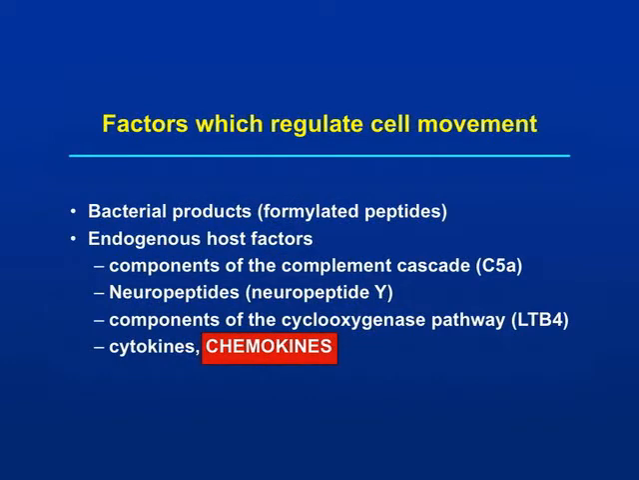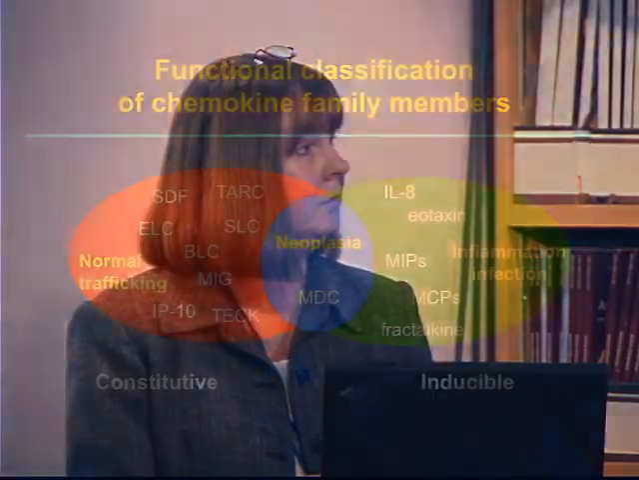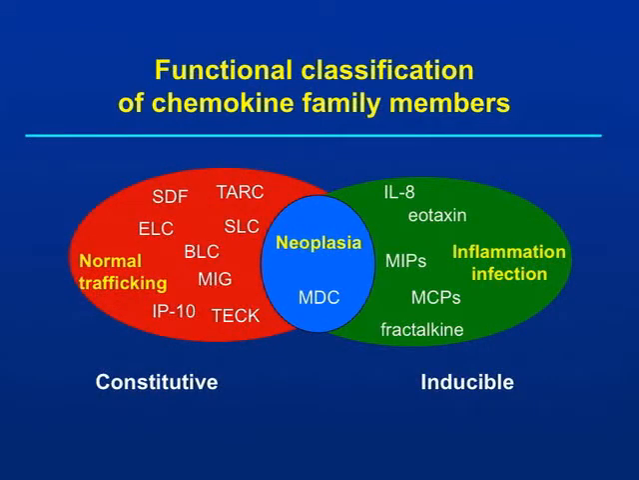There are bacterial products like formylated peptides, also many endogenous host factors, components of the complement cascade, neuropeptides, components of the cyclooxygenase pathway. But also there are cytokines, and in particular a family of proteins called chemokines that really are major players in recruiting cells to sites of infection and also to wound sites. It's a large family of proteins that can actually be subdivided.